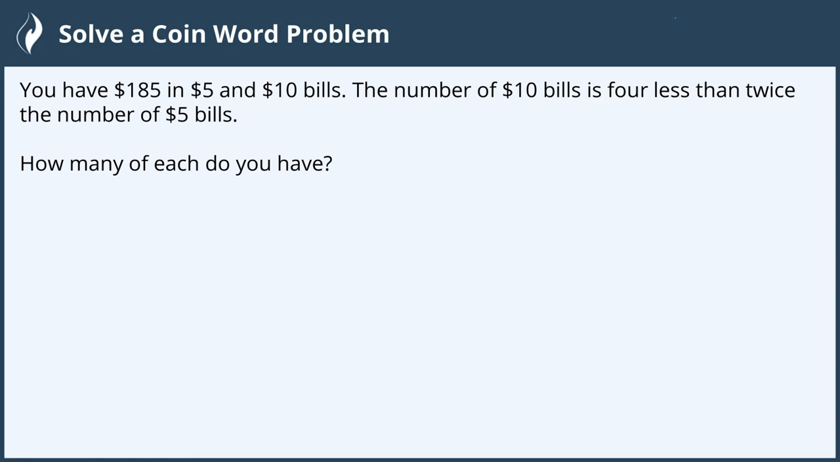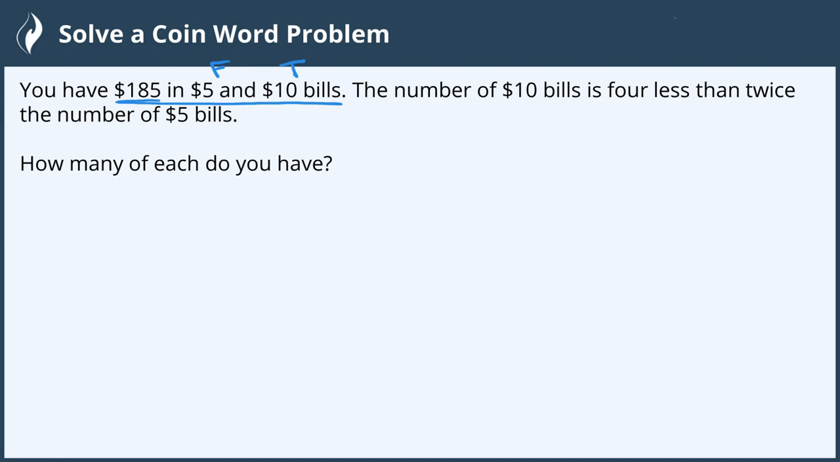Similar to the number problems, we will find two different equations. However, in these types of problems, we will have an amount as well as a number. We still have two unknowns. The two unknowns are the number of $5 and $10 bills. So we'll need two different variables to represent each. I'm going to go ahead and use F for $5 bills and T for $10 bills.